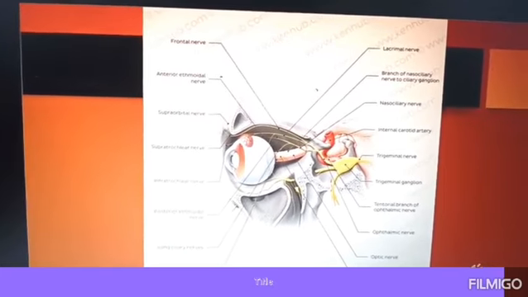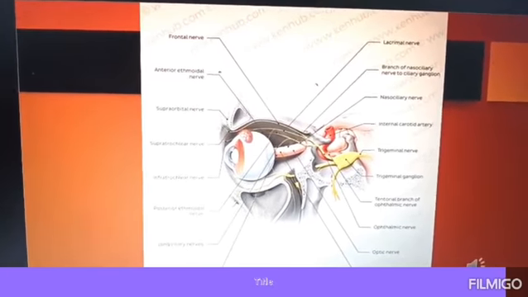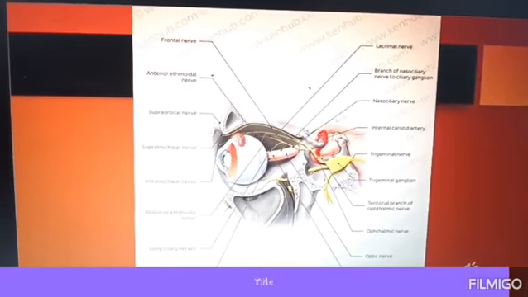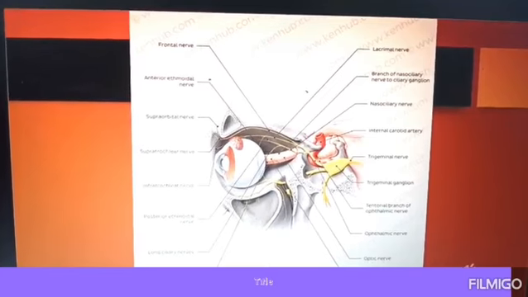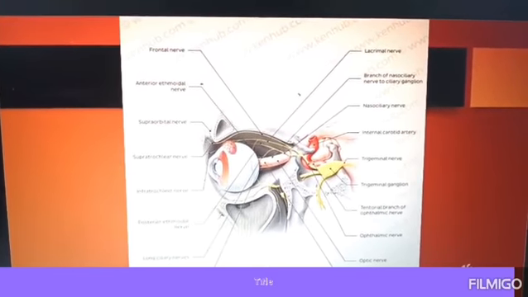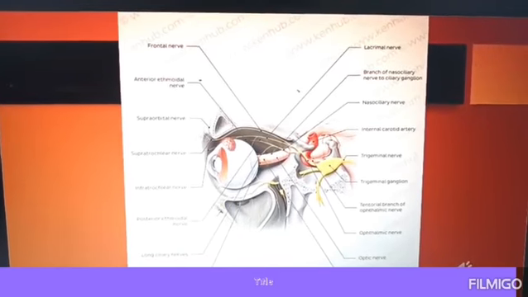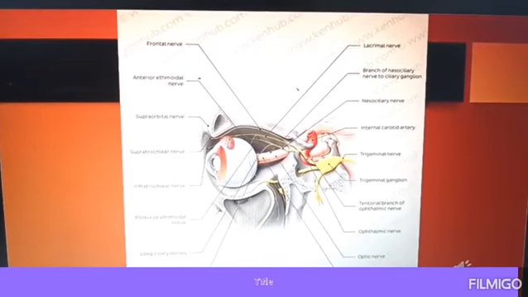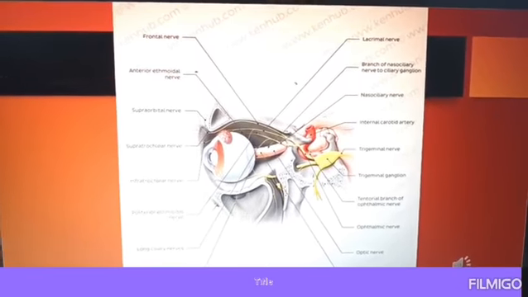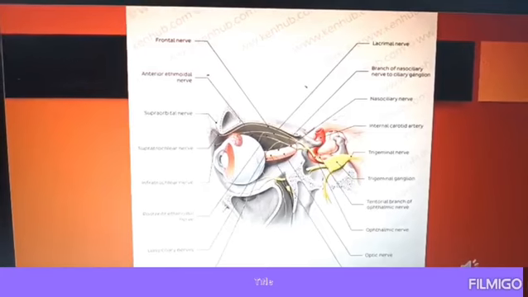And terminal branches on the face are mostly the infratrochlear nerve, to supply the sensory fibers to the skin of the medial part of the eyelid, lacrimal sac, and lacrimal caruncle. And these terminal fibers supply the skin on the side of the bridge of the nose. So this is all about the ophthalmic division, which is the first division of the trigeminal nerve, which is very important.